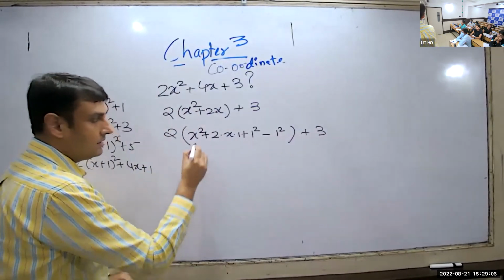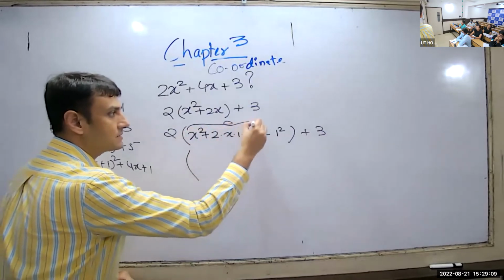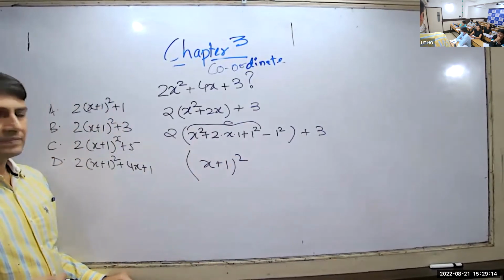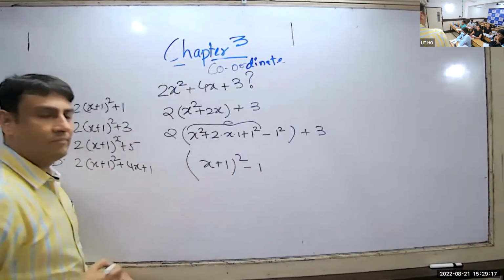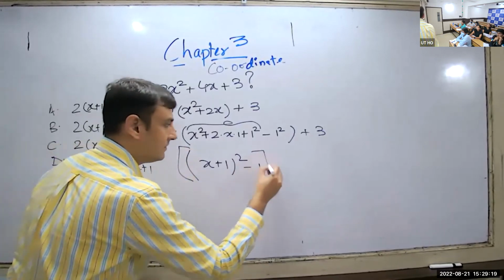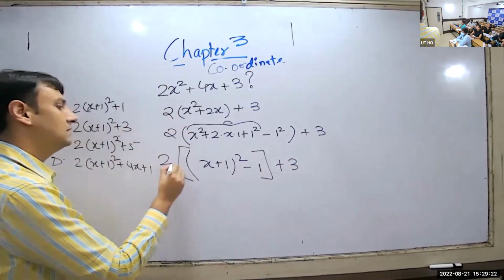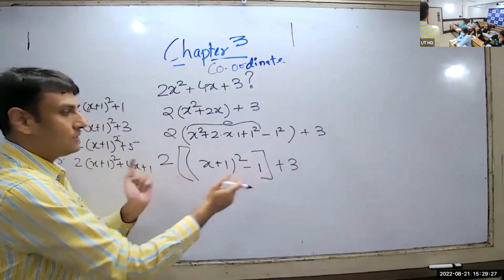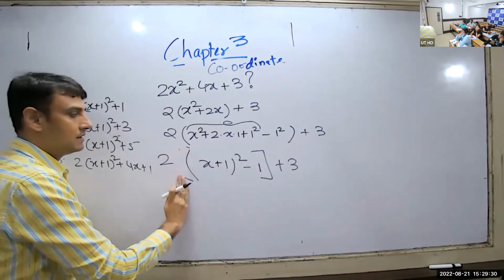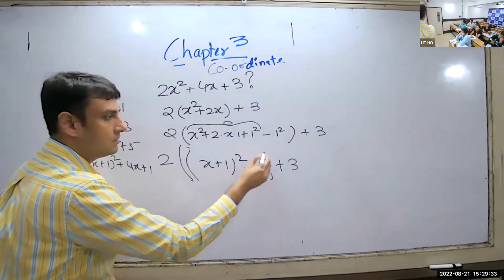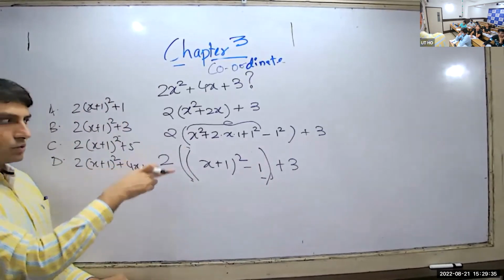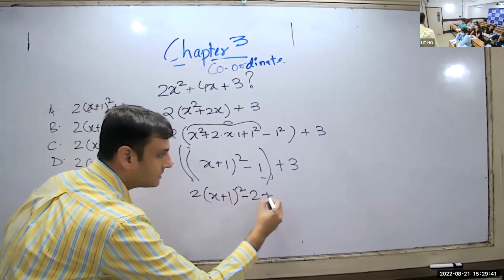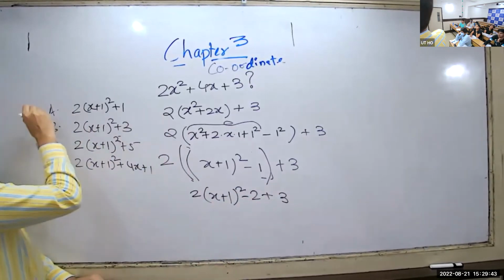आगे चलते हैं. Now this part guys, this is x plus 1 whole square. बोलो. Minus 1. एक ब्रैकेट का ध्यान रखना भाई. बोलिए. ये 2 बाहर था ना, मैंने ये अंदर वाले ब्रैकेट को ऐसे लिखा है ना. ये ब्रैकेट ऐसे. Okay, now I'll take 2 inside. So I have 2x plus 1 whole square minus 2 plus 3, which is option A.